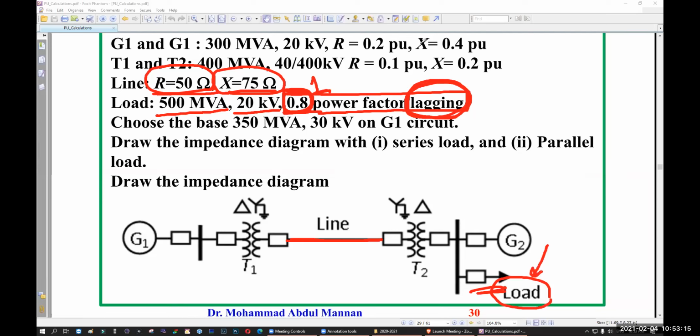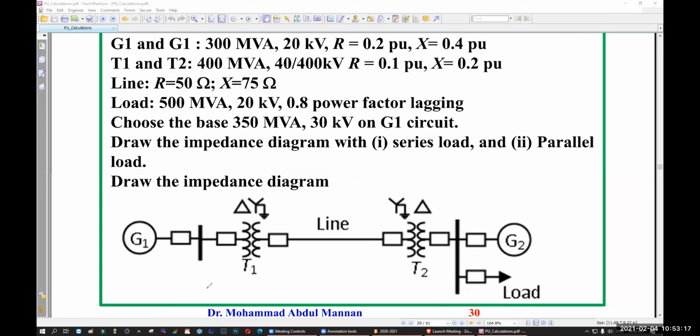Now, after writing everything, then choose the base: 350. See, this one was 300 MVA, this one was 400 MVA, this one was 400 MVA, this one was 300 MVA, and the load was 500 MVA. But you have to choose a base that is nothing like anything else. So you have to choose a base that is 350 MVA, different from every one of them.